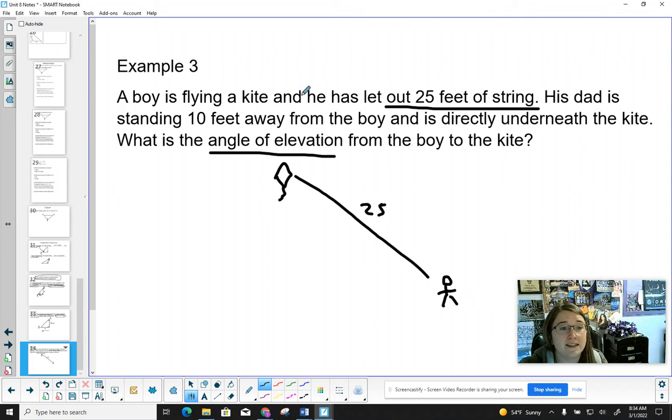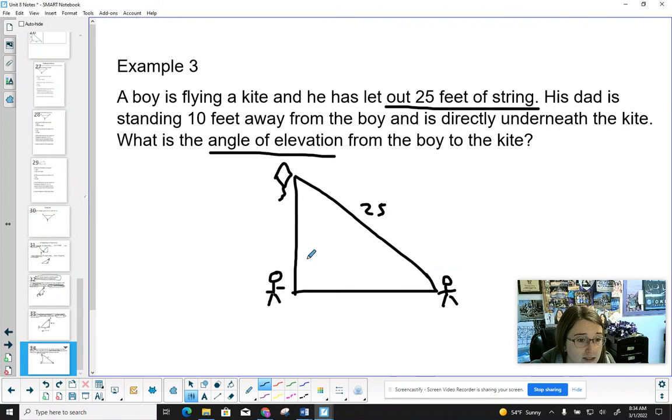Okay. His dad is standing directly underneath the kite. So again, break it into pieces. Here's the dad. A little bit bigger. He's standing directly underneath the kite. Now, we don't know how far away underneath the kite he is, but we do know that he is standing 10 feet away, so there's the 10. Then we need to put an X by what we're trying to find.